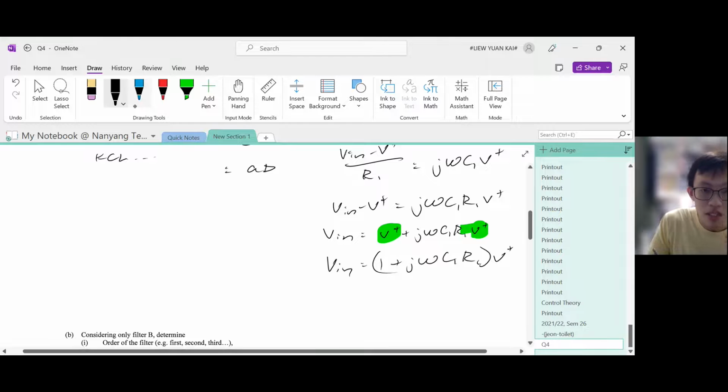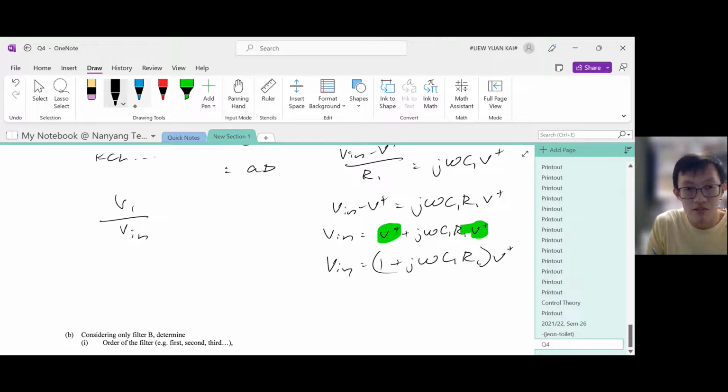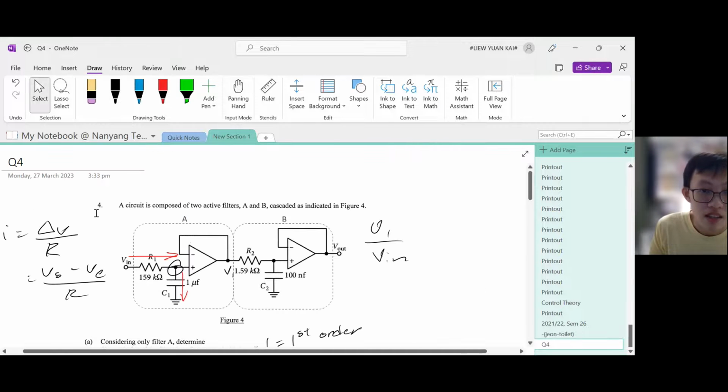Then remember, our objective is to find V1 divided by V in, right? It's the V out over V in. This is the gain. So if you do that, you shall get, sorry, let me check again.